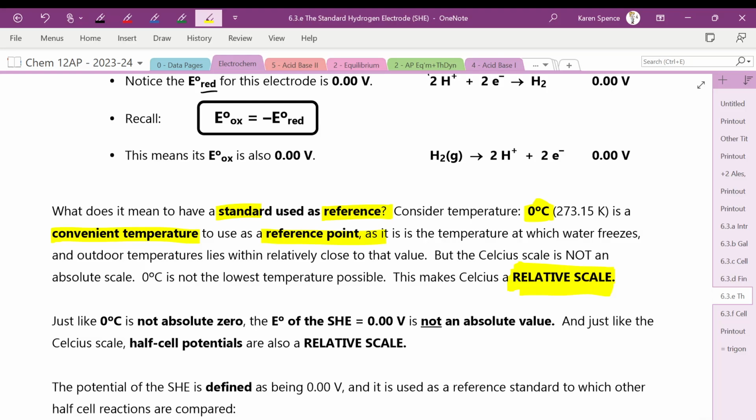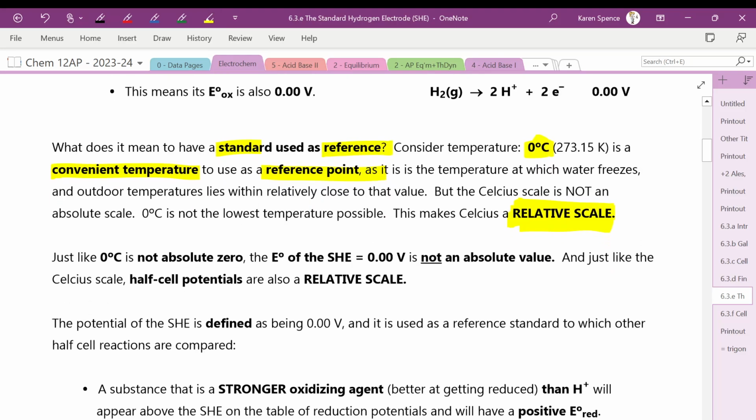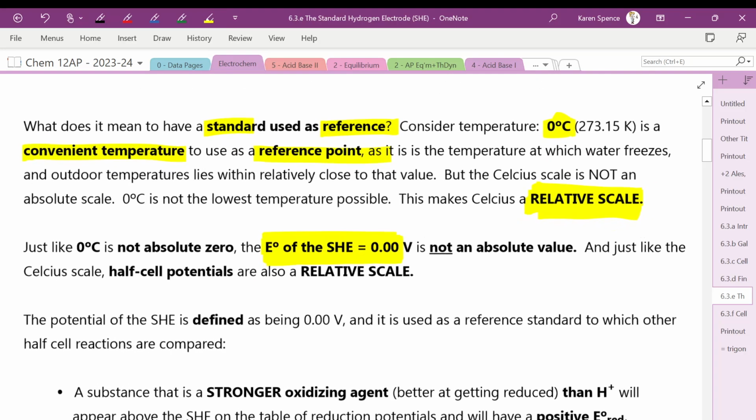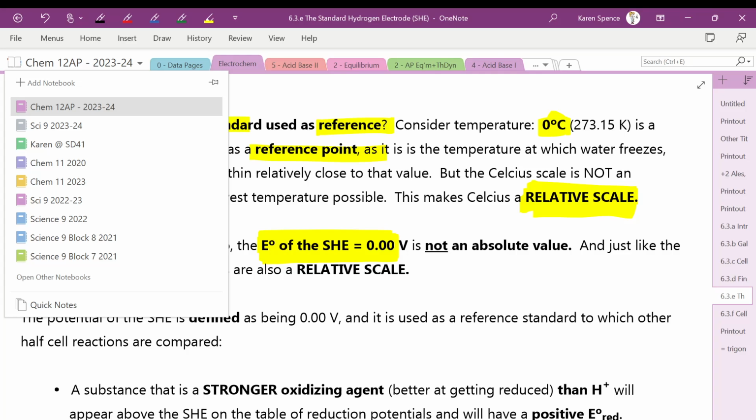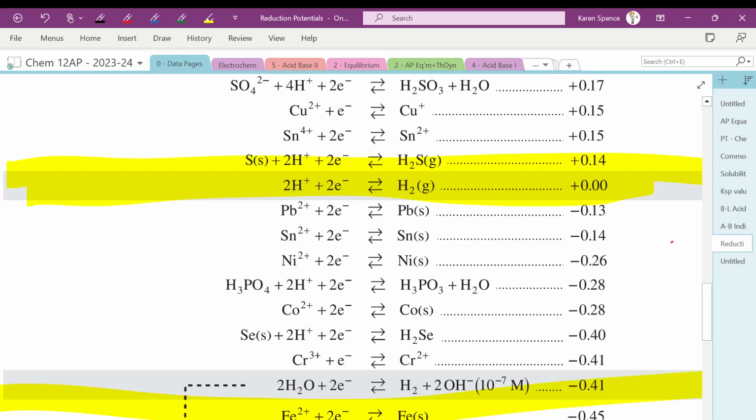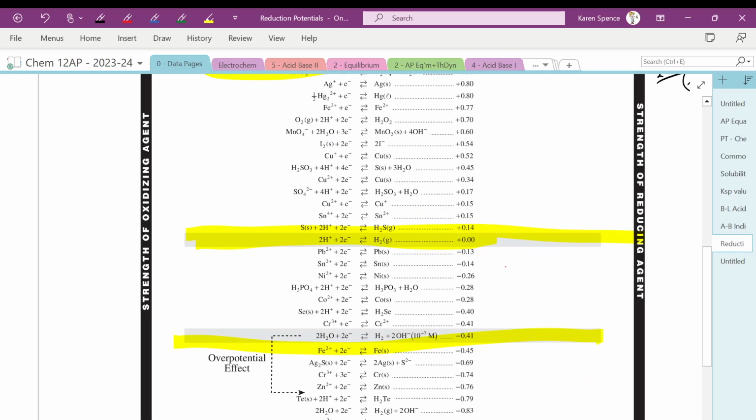And similarly, the E naught of the standard hydrogen electrode, the SHE, is also not an absolute value. We picked it out of all the reactions because it's a nice simple reaction. 2H+ plus 2e- gives you H2. It's not big and complicated. We don't have O's and H2O's everywhere. But it also falls, in terms of its potential, right in the middle of most of the other reactions, so we've got a nice central value.